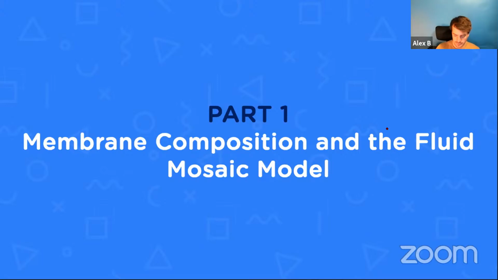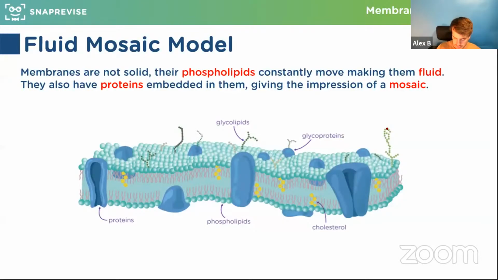Cool. So part one, membrane composition and the fluid mosaic model. Let's talk through some of these things. This is a section of membrane, and there are different things embedded in it. This relates to why we call it the fluid mosaic model. Anybody want to hazard a guess? This is quite often a 2-mark answer on an exam. Why do we call the structure of membranes the fluid mosaic model?